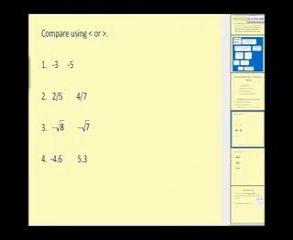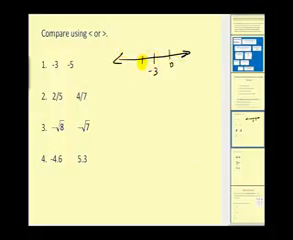So if we want to compare these two numbers, -3 and -5, and we can't tell just by looking which one is smaller or larger, we could just make a number line and we would see -3 occur somewhere in here and -5 here. Since -5 is to the left of -3, we can say -5 is less than -3, or we can say -3 is greater than -5.